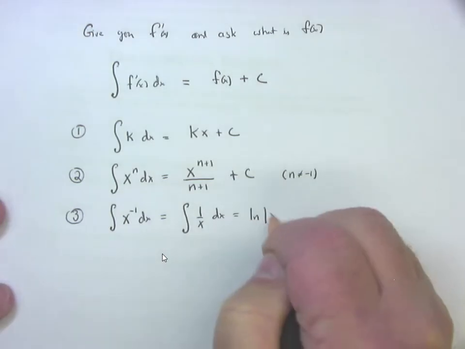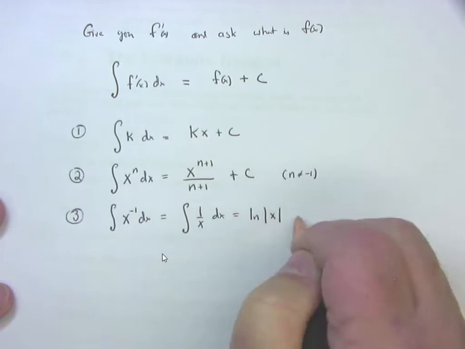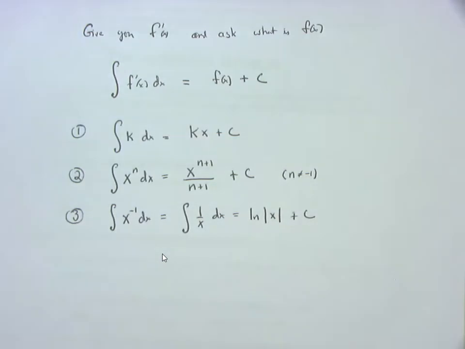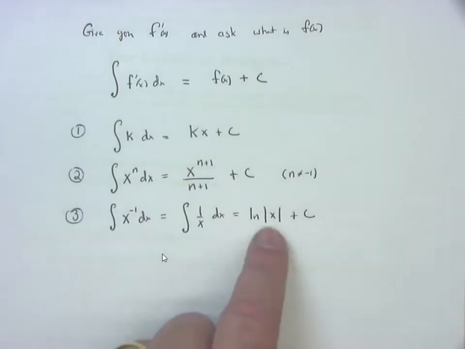Officially, we throw an absolute value around the x, plus c. This is to remind you that you can't take the log of 0, and you can't take the log of a negative number; you can only take the log of positive numbers. So we throw in absolute values just to remind you of that. Okay?